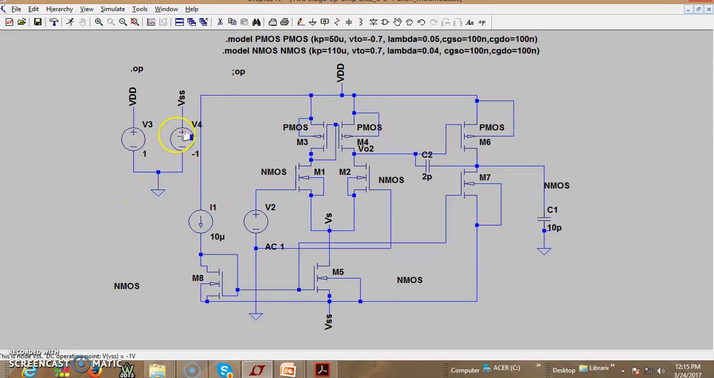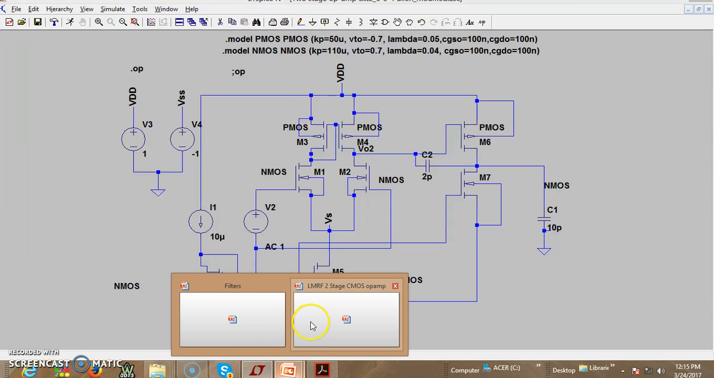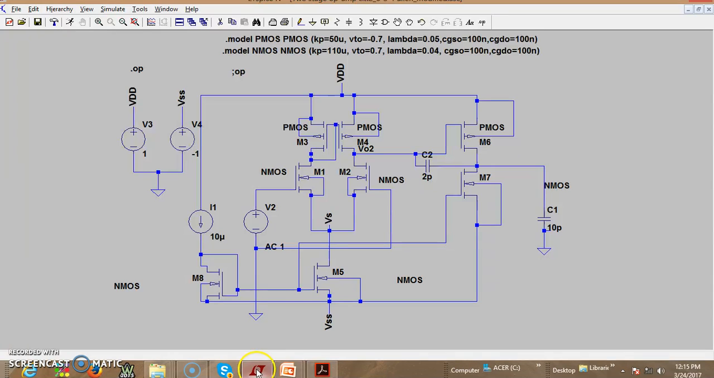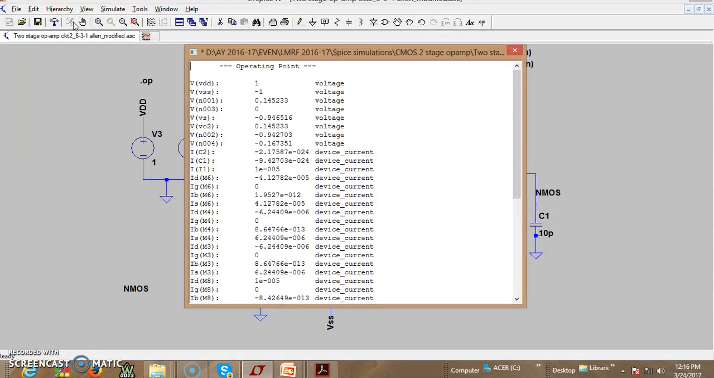Let us do the DC condition and find out whether we are getting the currents as per our design, because I6 and I7 happen to be around 62 microampere, and I5 should be 20 microampere. Let us compare that using the dot OP. So that we have done. Let me run it now. Okay, now these are the voltages and currents of the different transistors.